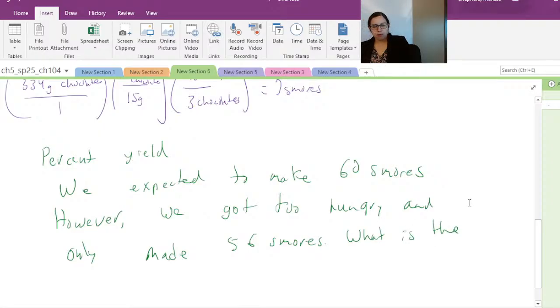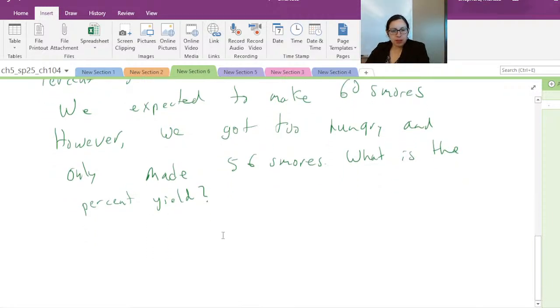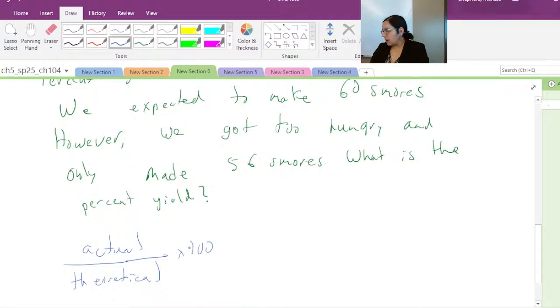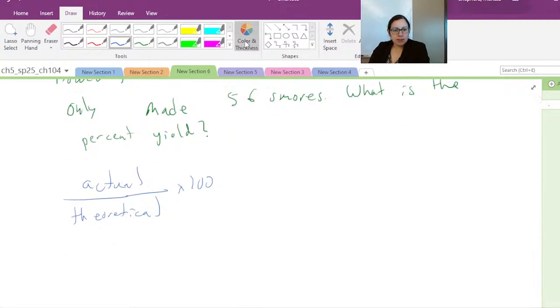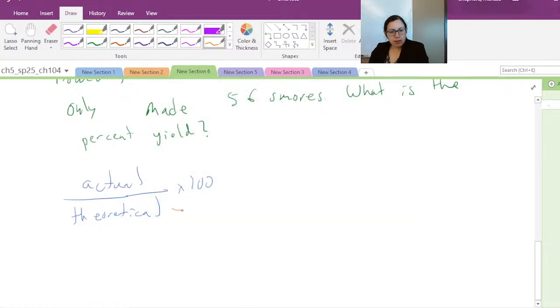And I'll give you guys a formula. Anytime you're asked for percent yield, there's an equation: it's actual over our theoretical, and then of course times 100 to get it as a percent. So let's think about what this is referring to. Our theoretical yield is what we calculate essentially.